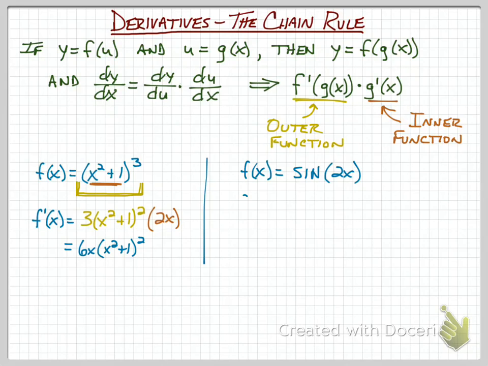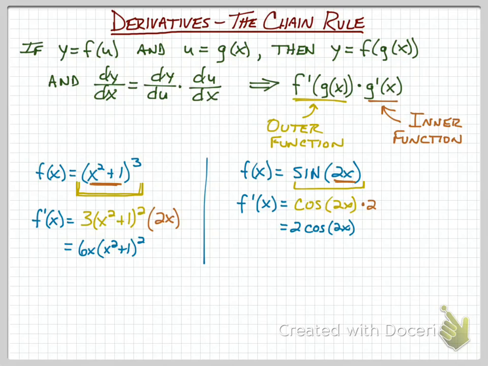So let's start by looking at our derivative. We're going to look at our outer function. We now know that the derivative of sine 2x is going to be cosine of 2x, and then our inner function is this 2x. So we find the derivative of that, which we know is going to be 2. So the derivative of sine 2x is going to be 2 cosine 2x. Again, just multiplying and simplifying.